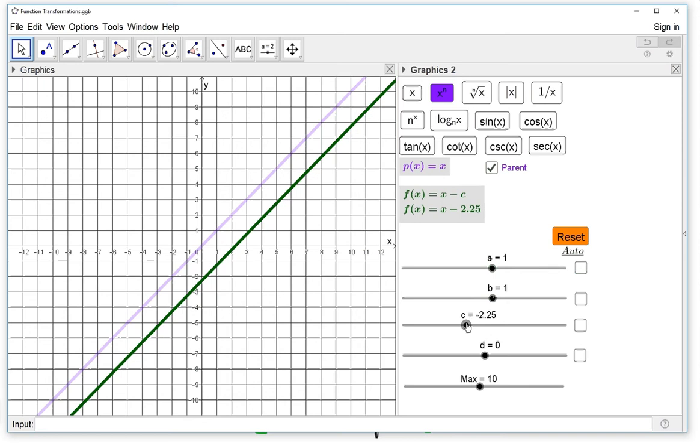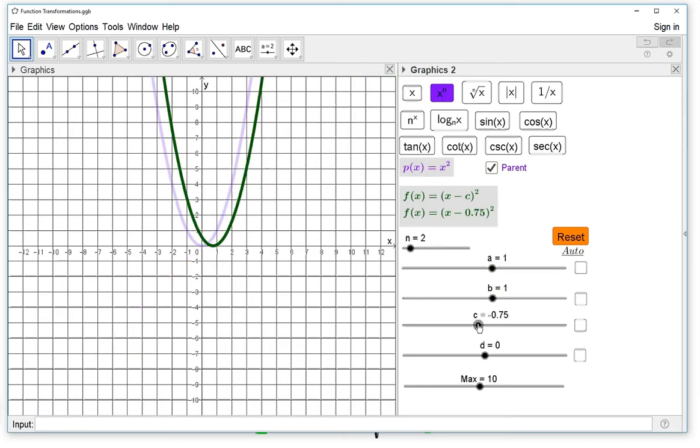Now here's what's wild. If we subtract 2 from x, it actually shifts 2 units to the right. In other words, the parent function shifts 2 to the right to end up with the transformed f of x function, even though we subtracted 2 from x. Why is that? Let's look at another one.